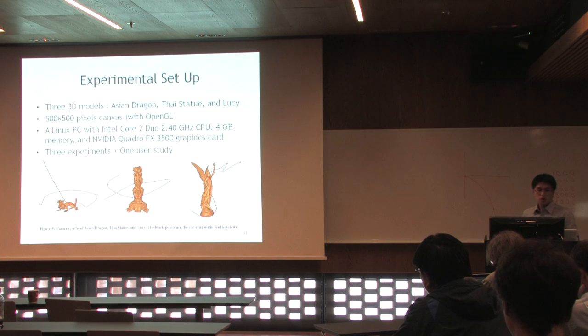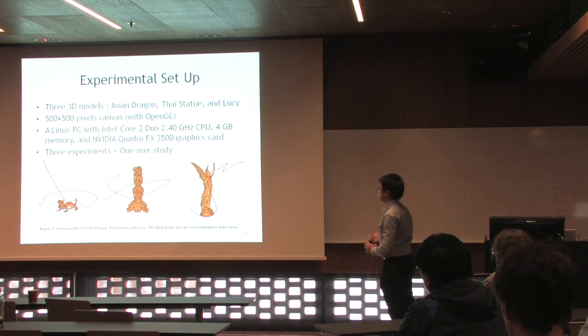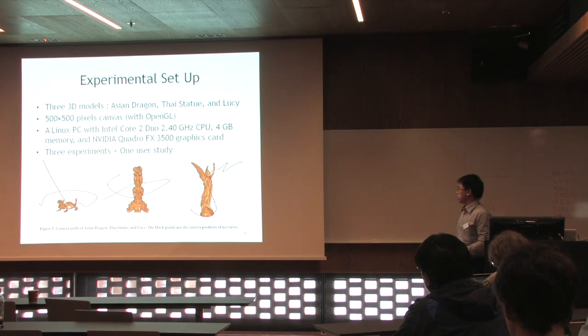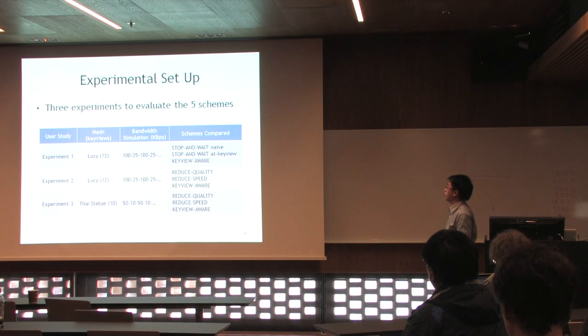For evaluation, we use three 3D models: Asian Dragon, Thai Statue, and Lucy. And these three figures show the camera paths we use for these three models in our experiments. We also conduct three experiments to evaluate the five schemes. We pick 12 key views for the Lucy model and 10 key views for the Thai statue. And the simulated bandwidth roughly matches the bandwidth requirement for transmitting the model so that we can observe the difference between different schemes.